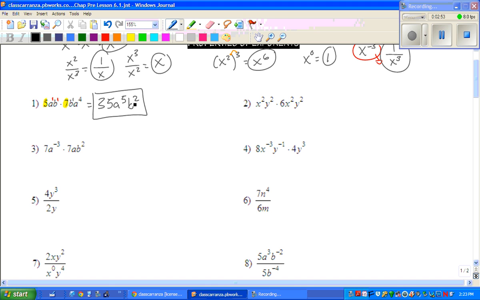Okay, now for number 3, first we're going to combine everything. So 7 times 7 gives us 49. A negative 3 and a 1 gives us a to the negative 2, b squared. So if our exponent's negative, we have to drop it down. So we get 49b squared, and then a squared goes on the bottom.